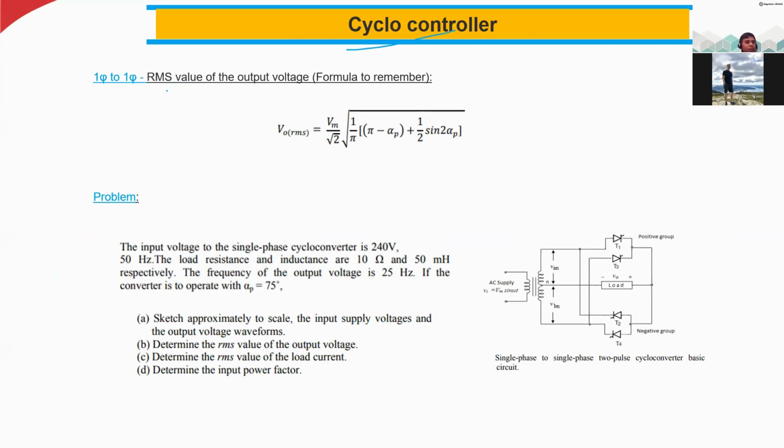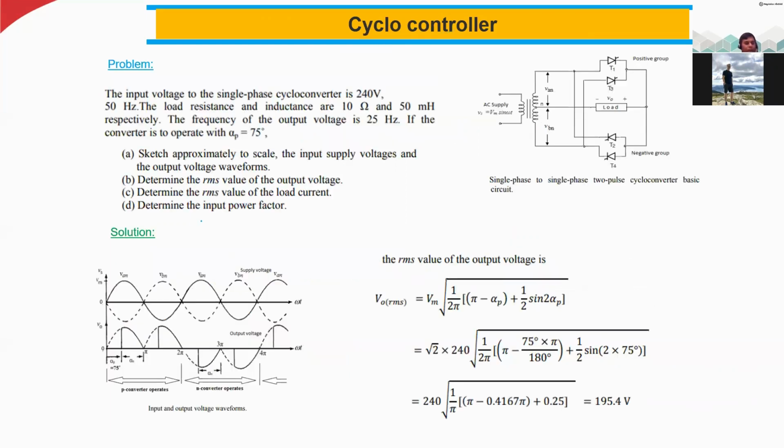For the cycloconverter, this is the standard formula for the single phase to single phase cycloconverter. The RMS value of the output voltage, VO RMS, is equal to Vm divided by square root of 2, multiplied by the square root of 1 divided by pi times pi minus alpha p plus 1 divided by 2. Anyway, this is the standard formula. I have also given one small problem here based on this formula. You can see the reference circuit, and I have given the solution also. So please take a look at this problem now.